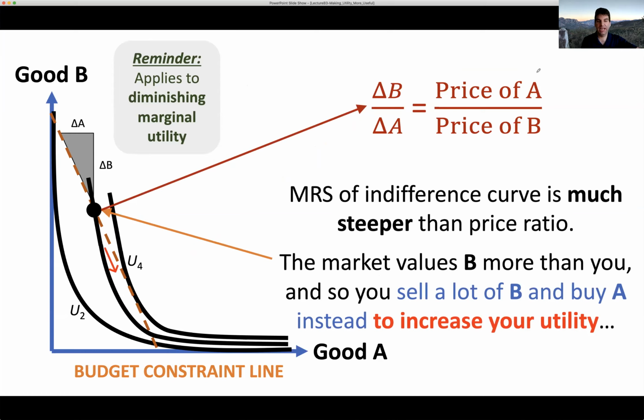So just to see this play out, to further this example, if I happen to own this much of B and this much of A, then I can evaluate my marginal rate of substitution, and I can evaluate how much the market cares. On the budget constraint line, the slope of the budget constraint line is how much the market cares, and the slope of the indifference curve is how much I care. And because those slopes don't align, that tells me that the market values B more than I do. And because the market wants B and I've got B, I'm going to sell a lot of B. And as I sell B, the amount of B that I have is going to go down. And what am I going to do? I'm going to buy A. And if I buy A, the amount of A I have is going to go up. And that's going to slide me down the budget constraint line back toward the point of tangency.